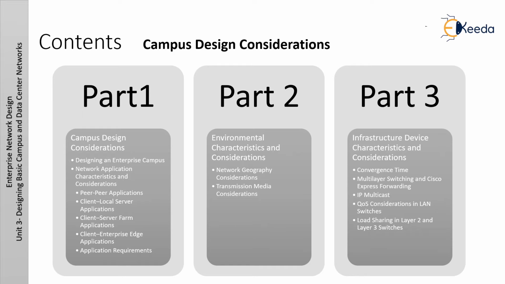In the previous two lectures of campus design consideration, we have covered designing an enterprise campus network, application, and environmental characteristics and considerations. Then infrastructure device characteristics and considerations we are going to discuss today. In this, we will cover convergence times, multi-layer switching and Cisco Express Forwarding, IP multicast, quality of service considerations in LAN switches, and load sharing in layer 2 and layer 3 switches.